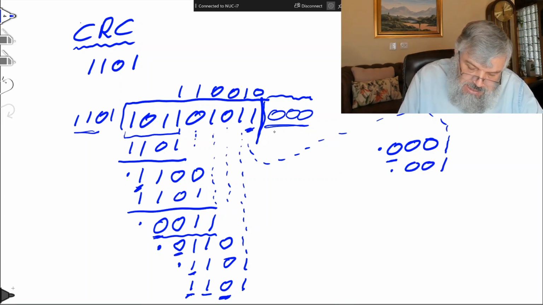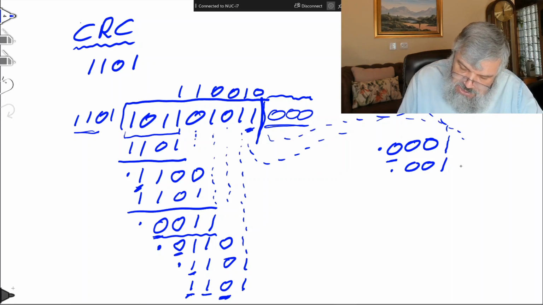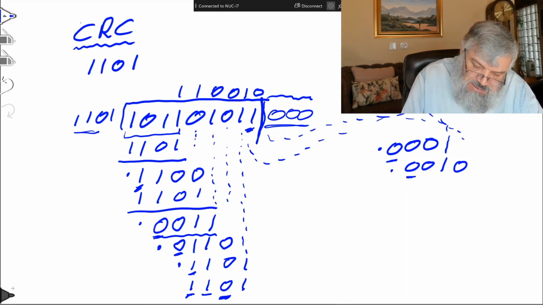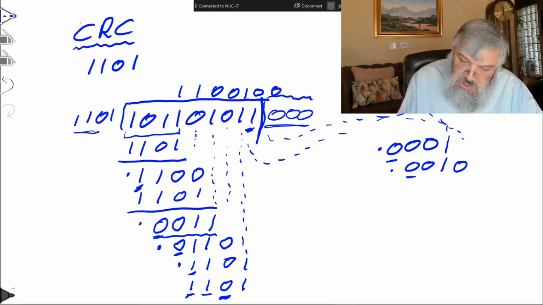Bringing down the next bit, which is the first of these 3 zeros that we added at the end, and asking whether we can subtract our polynomial from this value. Again, looking at the leading bit tells us no, we cannot, which means we're subtracting 0. That leaves us with 0, 1, 0, and this initial bit has been removed in the process.